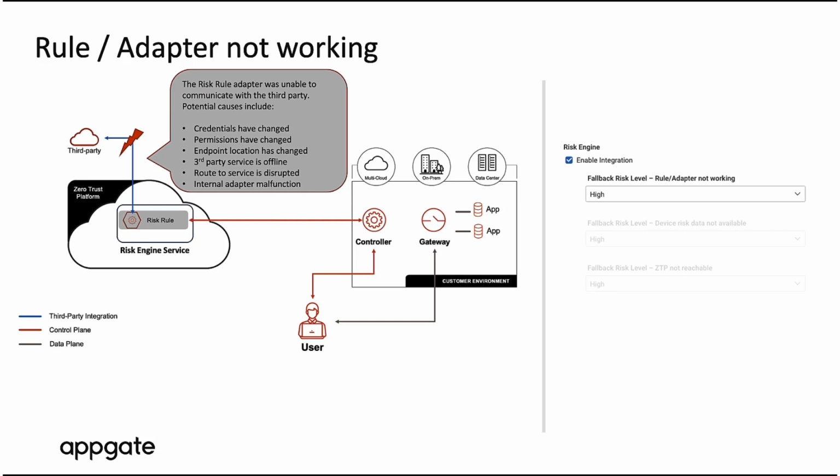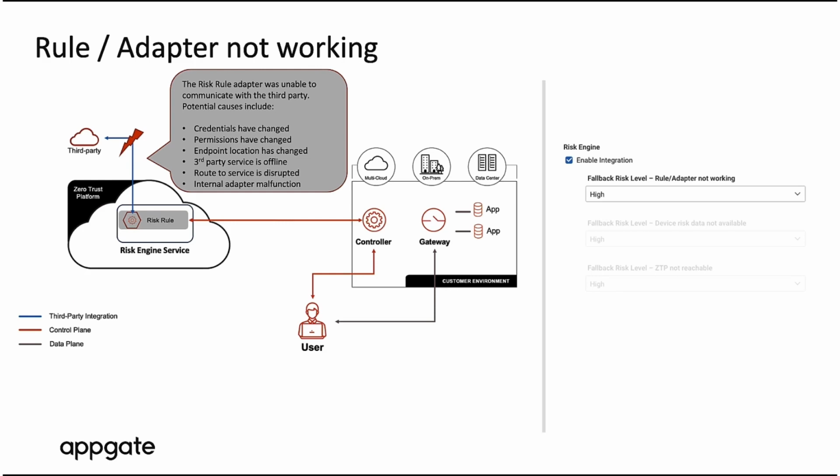So what are some of the potential causes? Could be any number of things. It could be the credentials to that third party have changed. Perhaps the token or the secrets used to access it have expired. Or permissions have changed. Perhaps someone's changed how many permissions or what resources the adapter would have access to. Those kinds of events have to be taken care of within the third-party environment. Update the credentials or reset the permissions.